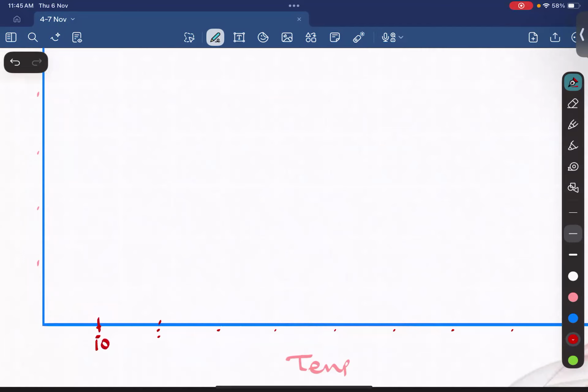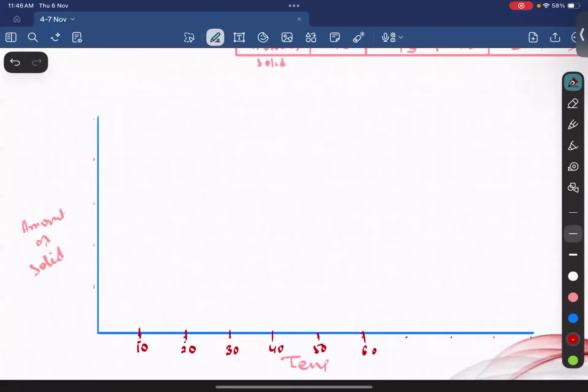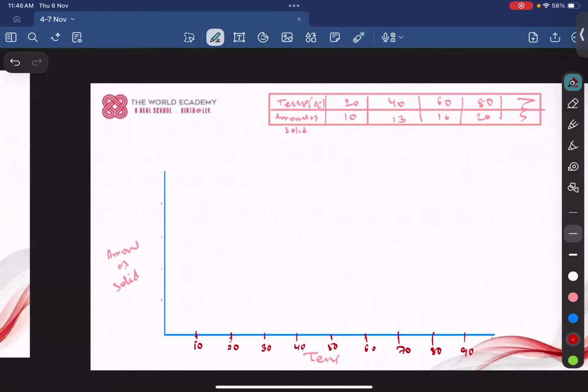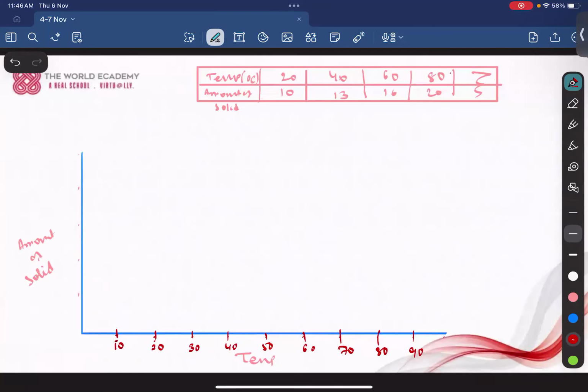This will be your 10, 20, 30, 40, 50, 60, 70, 80, 90. So how much we have to move till 80? So now this scale is fixed. Any problem?